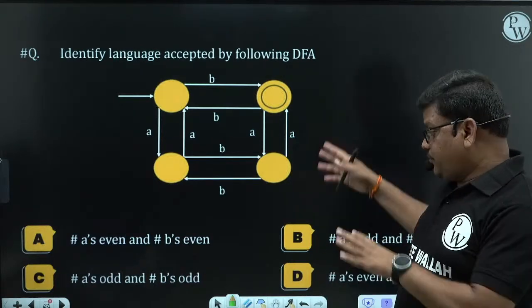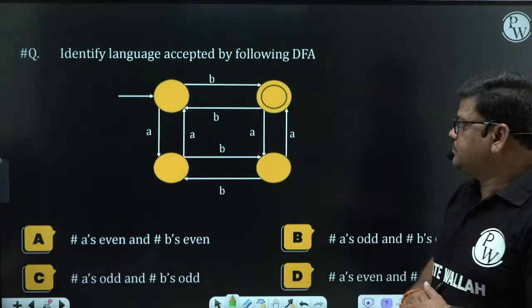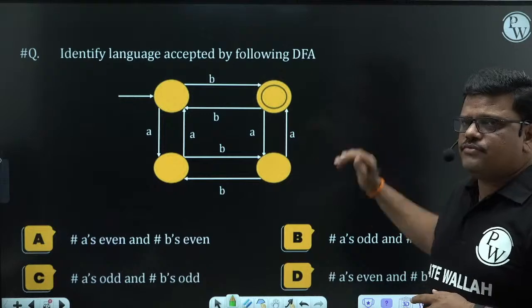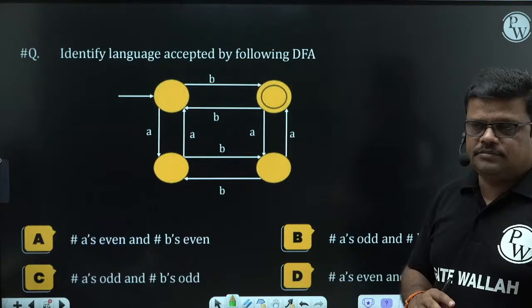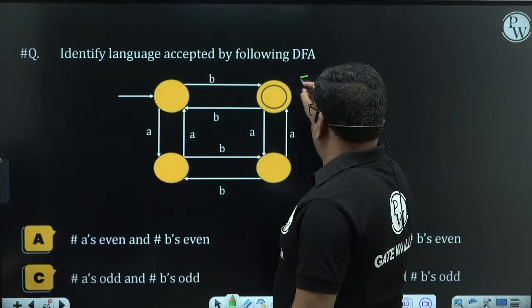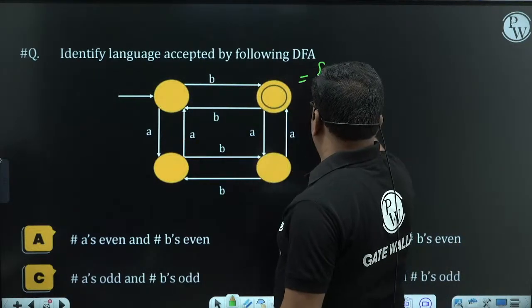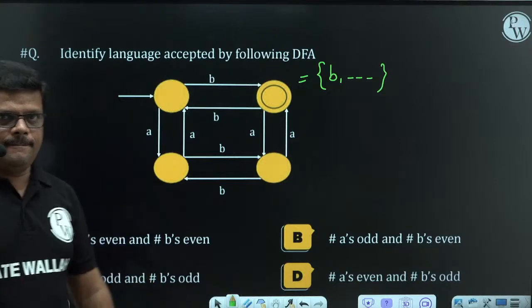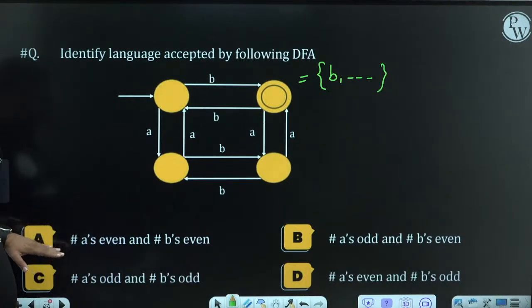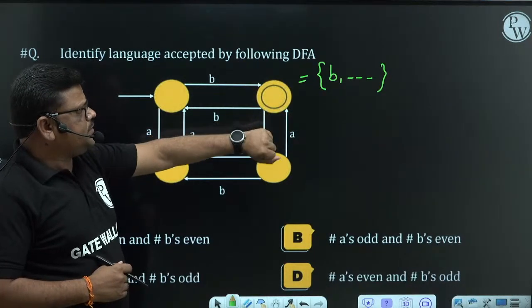But if you eliminate from options, it becomes very easy. That is the advantage of this method. The regular expression method, you can generate a regular expression from this DFA, but it requires a lot of time, and we have to solve questions easily in the GATE paper. So the easiest way is, what is the minimum string accepted by this? Starting from the initial state, if we read B, that is accepted. So the minimum string accepted by this automata is B.